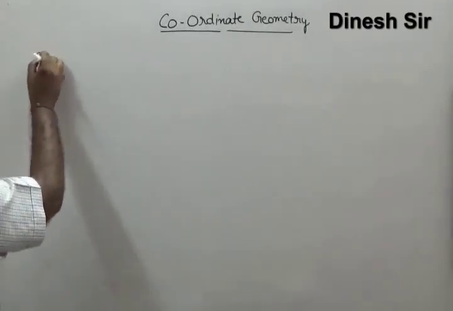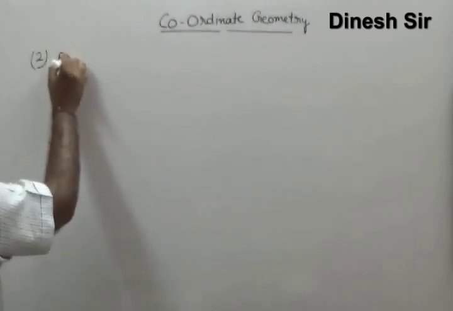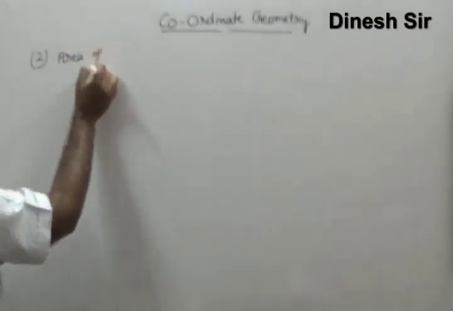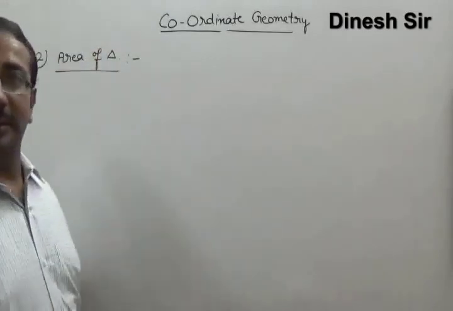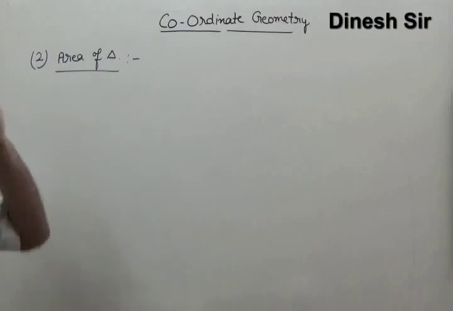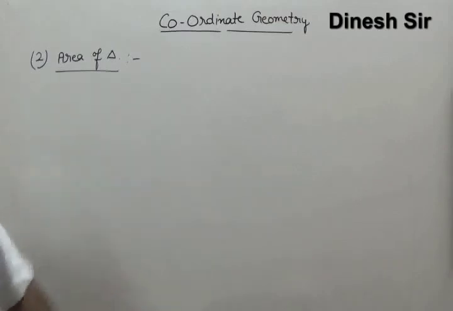Now the second point that we are going to understand here deals with the area of the triangle, right? Suppose the 3 points are there and if the points are not collinear, it means a triangle. And if a triangle is there, it means it must have some area. So now the next point is how to find the area of the triangle.